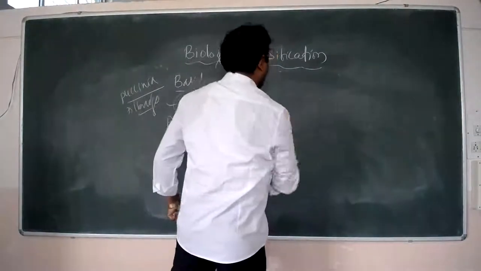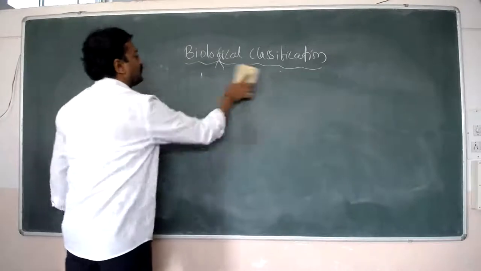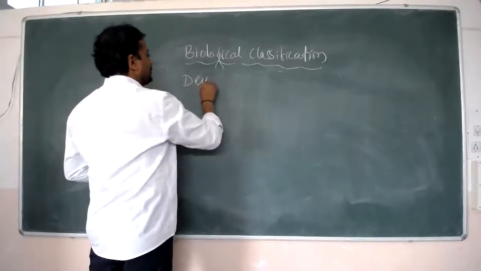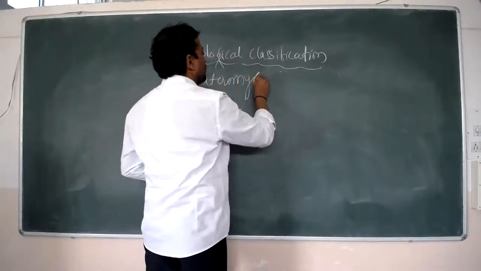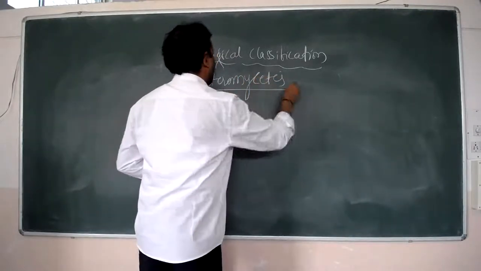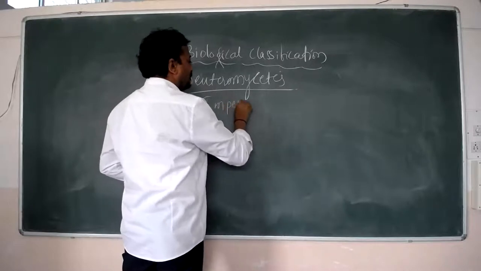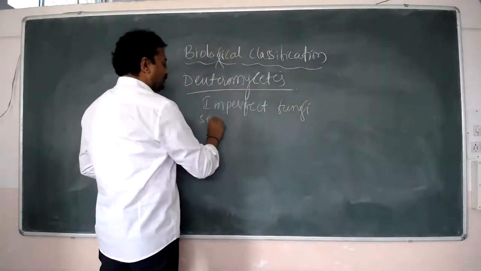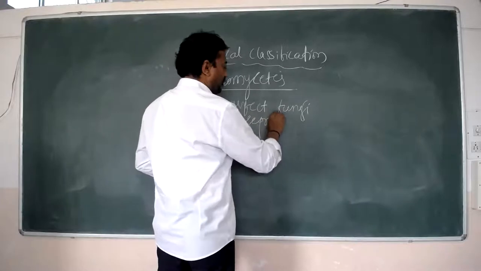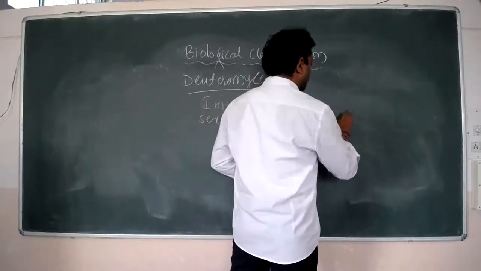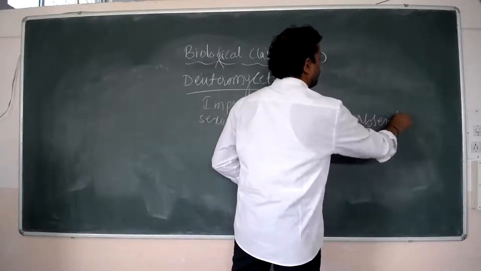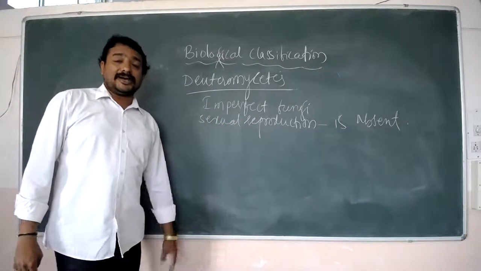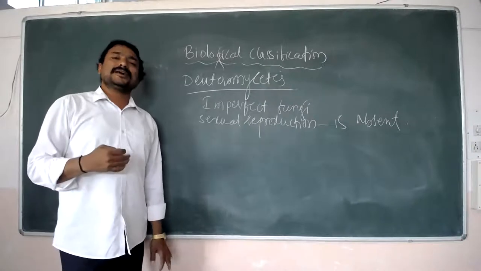And the last group of kingdom Mycota is Deuteromycetes. These are called imperfect fungi. They are called imperfect fungi because in them sexual reproduction is absent. Sexual reproduction is not seen in the members of this group, Deuteromycetes. This is known as imperfect fungi.